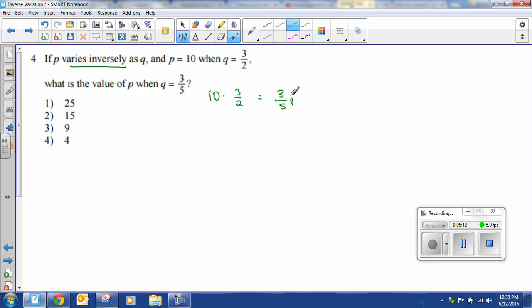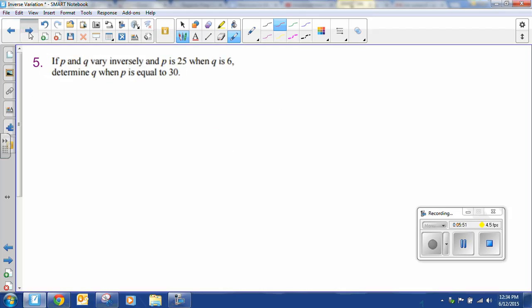3/5 times P. Well, let's multiply straight across. We have 15 equals 3/5 P. I'm going to multiply both sides by the reciprocal of 3/5, which is 5/3. That cancels that out, and now we have P solved. 15 divided by 3 is 5, and 5 times 5 is 25. There we go. And 2 more to go.